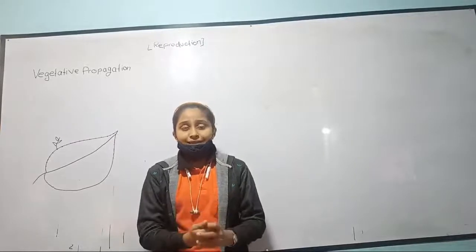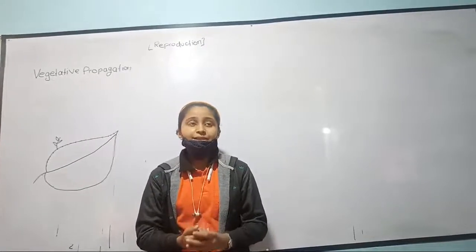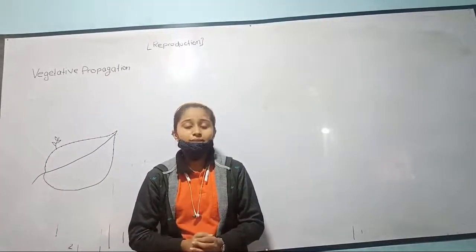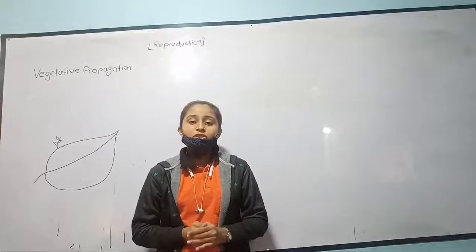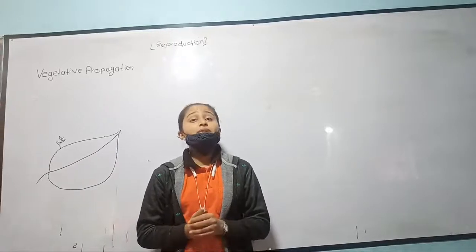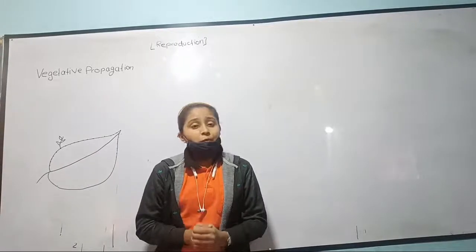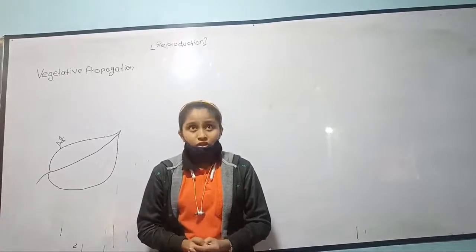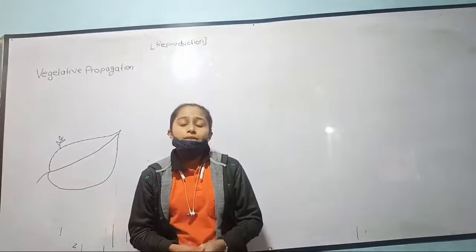We will define vegetative propagation by stem. It is when the underground stem starts producing aerial shoots, which develop into a new plant. This is called vegetative propagation by stem. Here we can take examples of ginger, potato, and grass.